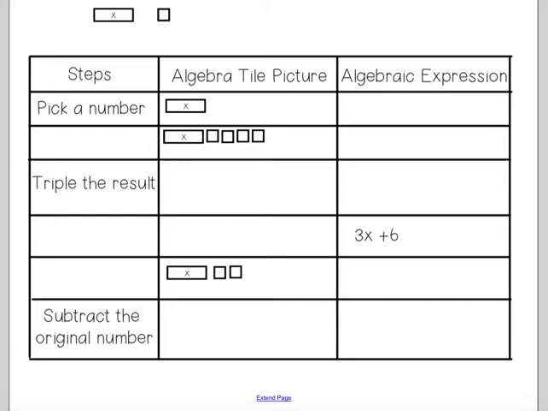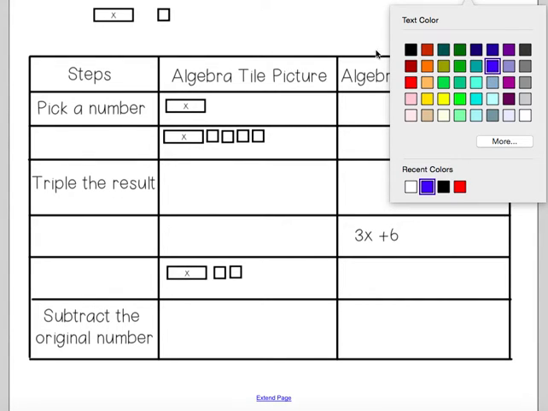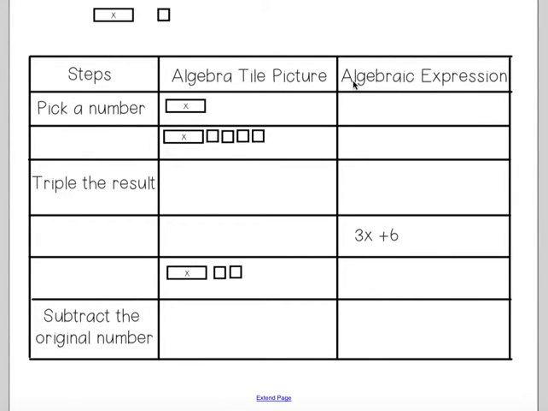That way, when we say pick a number, no matter what number that person picks, it can be represented by X. And when we're talking about our algebraic expression, we're looking to see what tiles we have and how we can write the name of those tiles. So in our pick a number step, the only tile we have is X, so our algebraic expression is X. We remember from 7.3.4 that algebraic expressions mean there's no equal sign.